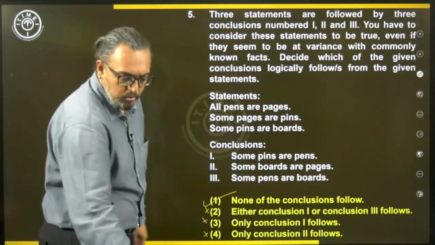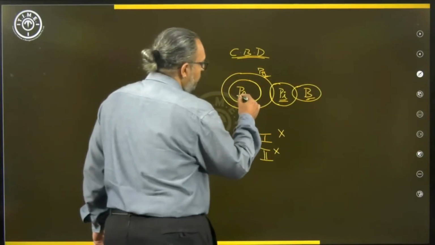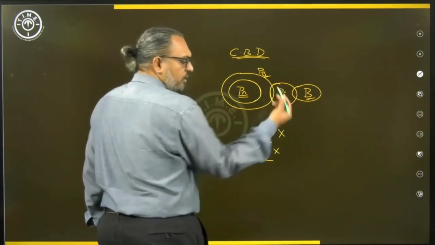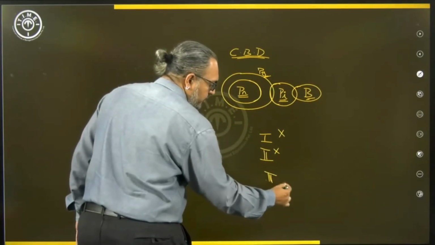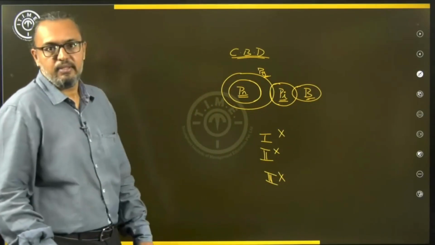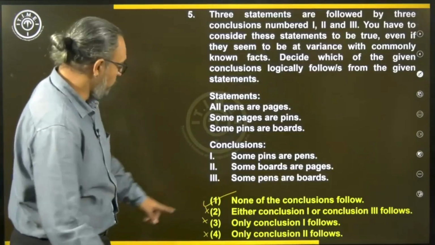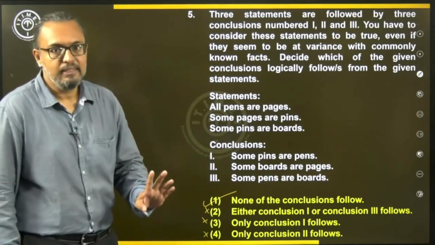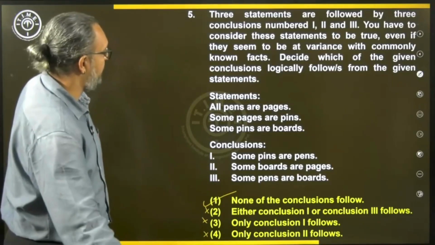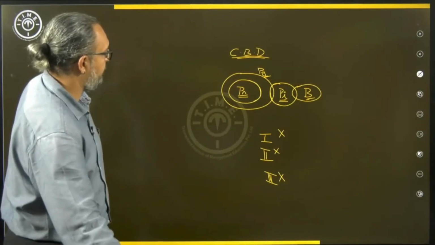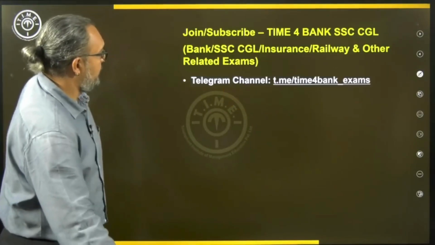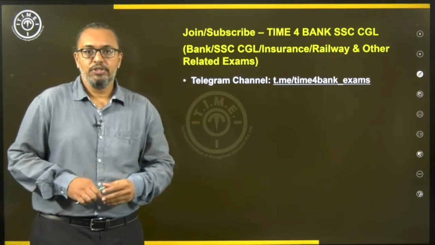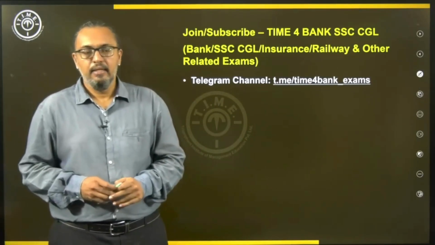Some pens are boards. Tell me, is there any overlap between the pen circle and the board circle? No. So, conclusion 3 also fails. So, none of the conclusions follow. So, choice 1. Got it? Okay. Yeah. Right. So, those were the questions you had in this.